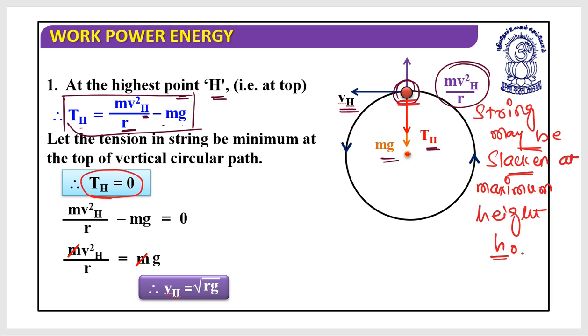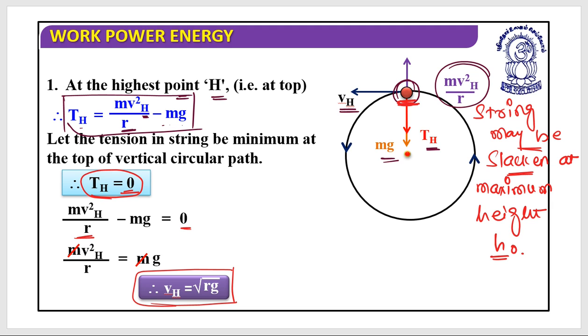So we can say that if tension at maximum height is equal to 0, then I can write mv square by r minus mg equals 0. And if we solve it, v_H, that means the velocity at maximum height, could be written as root of rg. Do you remember in the very first slide I wrote that at maximum height the velocity is not going to be 0? Look at this, it's root of rg. I hope this is clear.